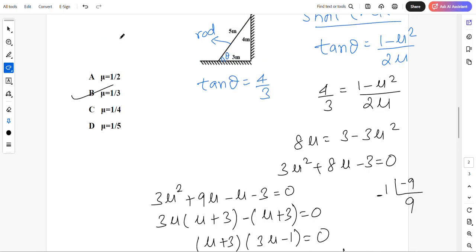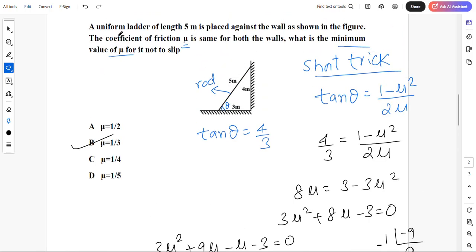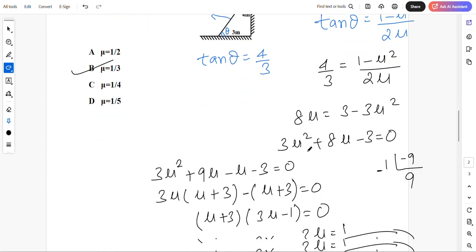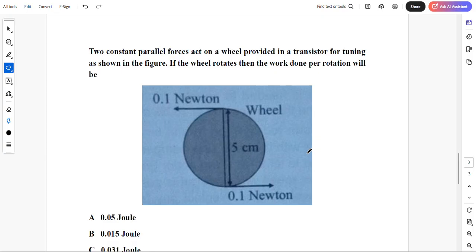Students, hope you understood. Whenever you get a problem like this, use this short trick: tan theta is equal to (1 minus mu square) by 2 mu. Hope you understood this problem. We will see the next problem.